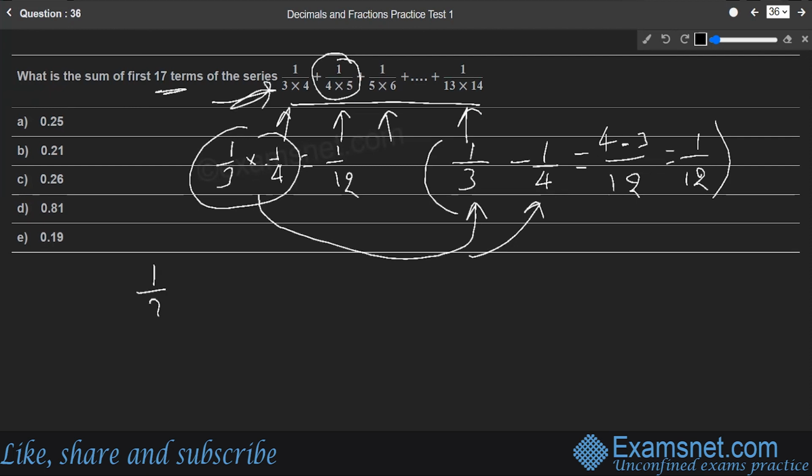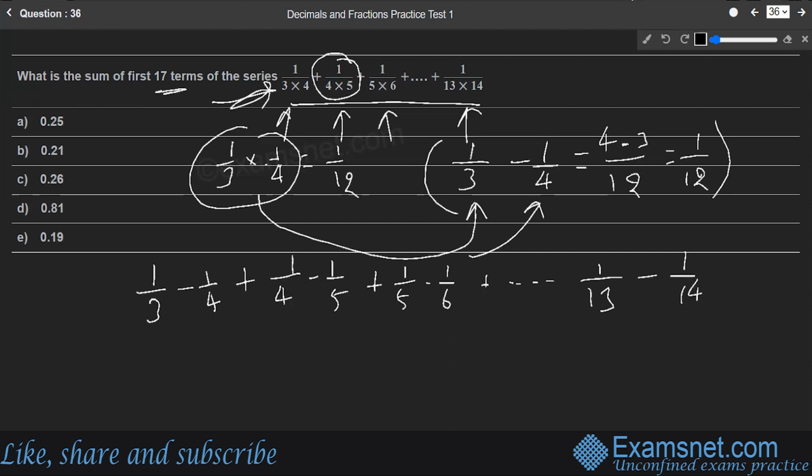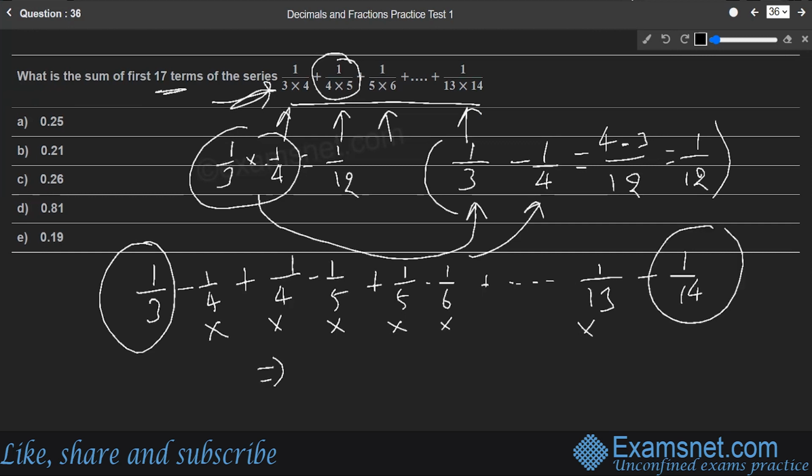So the first term will become 1 by 3 minus 1 by 4, plus another term will become 1 by 4 minus 1 by 5. The next term will become 1 by 5 minus 1 by 6, and so on. We will keep on continuing, and the last term will be 1 by 13 minus 1 by 14. This is how the series will progress. Since these terms are in addition, clearly we can see that these two will get cancelled. Everything will get cancelled except the first and the last term. So ultimately we will be left with 1 by 3 minus 1 by 14.